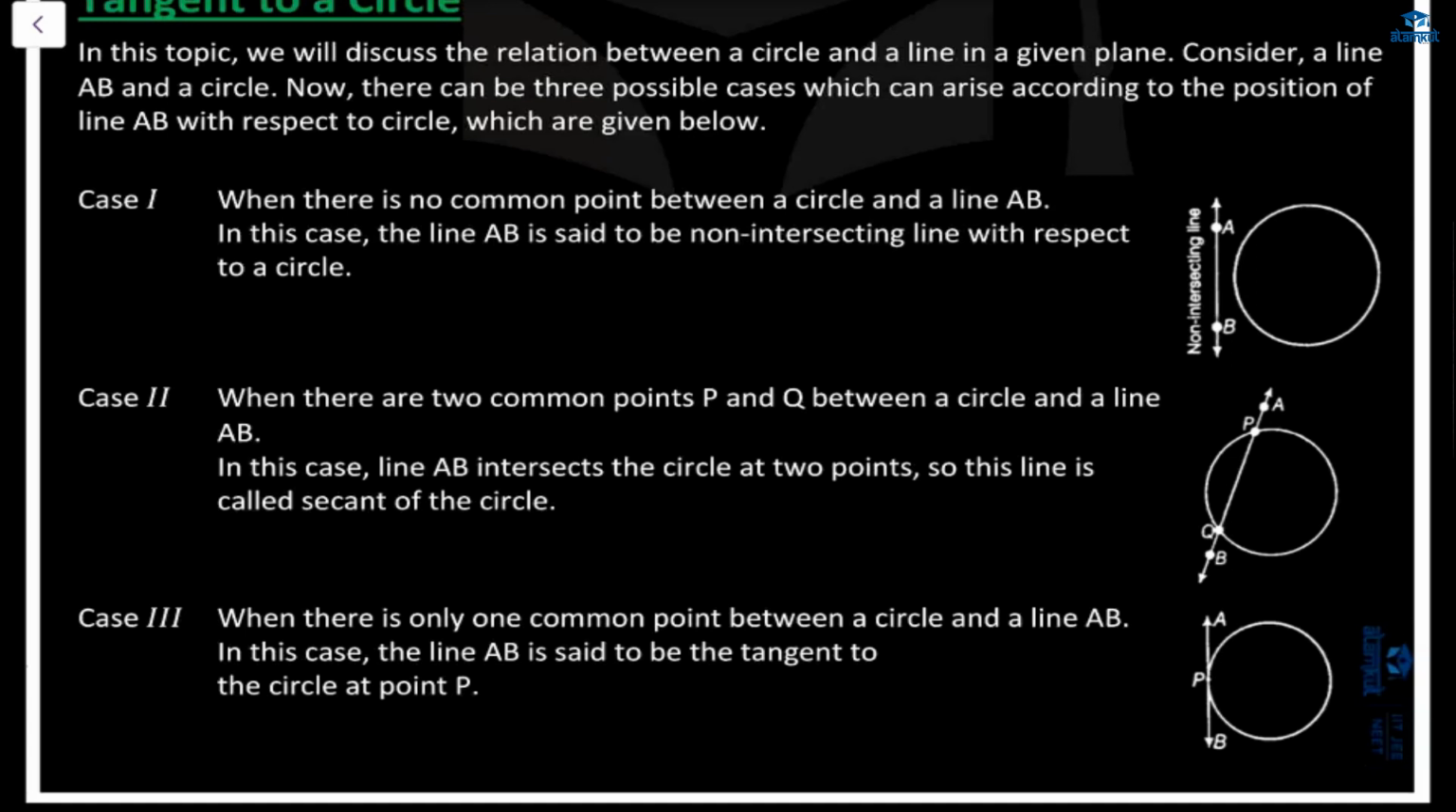Then it is called what? A secant of a circle. AB intersects the circle at 2 points. When it is intersecting at 2 points, then it is called the secant of the circle.